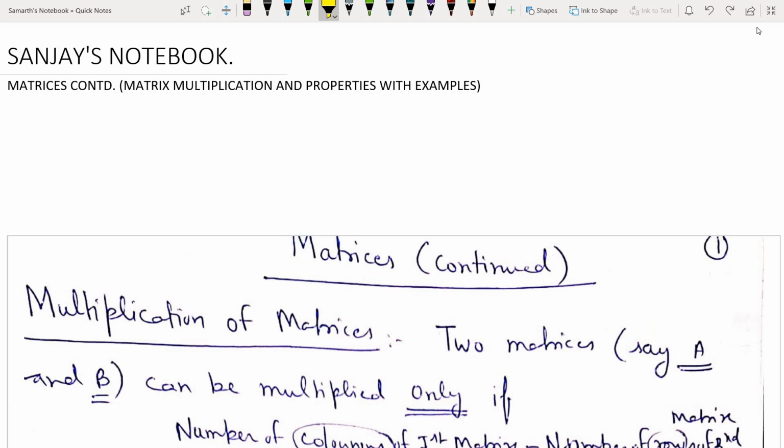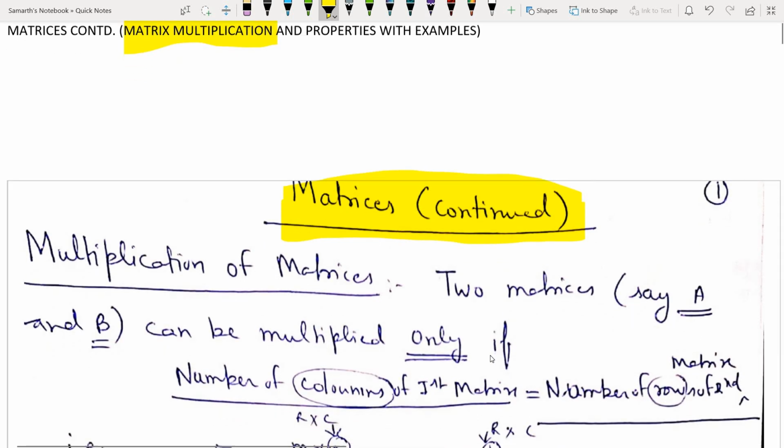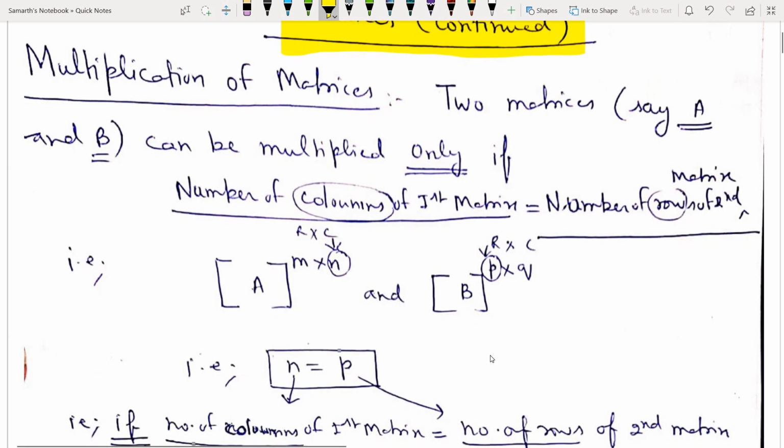Okay, now in continuation with it, today I am going to start with the multiplication of matrices, and this is very important from the board examination point of view, because questions based on this will definitely come in the finals. Okay, so let us start with multiplication of matrices.